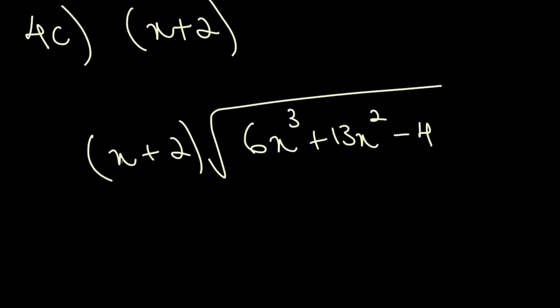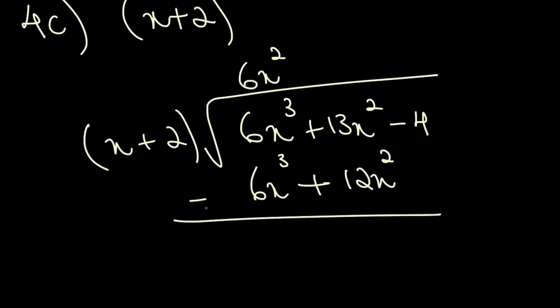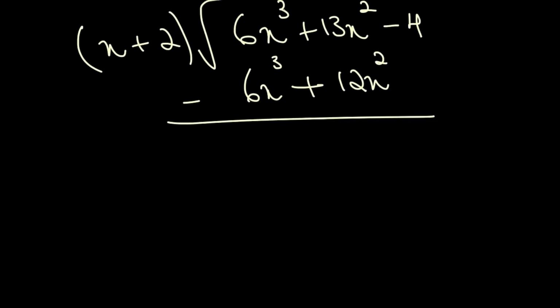So, starting with x, x goes how many times into 6x cubed? It goes 6x squared times. And when you multiply 2 by 6x squared, you get 12x squared. So, plus 12x squared comes down here. Forgot to write the 6x cubed we did earlier, so x times 6x squared gives us 6x cubed. Now we subtract. 6x cubed minus 6x cubed is of course 0. 13x squared minus 12x squared gives us plus x squared, and we simply bring down the minus 4, rinse and repeat. x goes how many times into x squared?